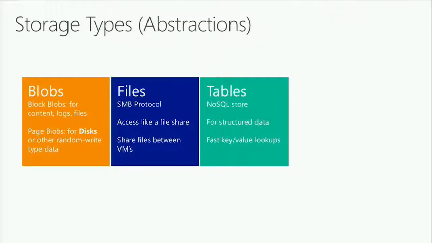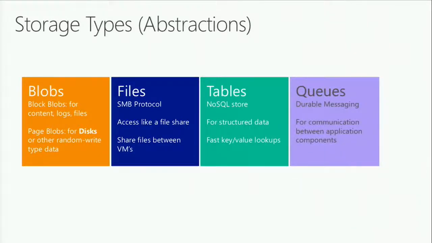Then we have tables. This is a NoSQL store, most frequently used as a key value lookup. That one's for structured data. It's row-like data, but schemaless. You don't have to have the same schema for every row. That we'll be digging into quite a bit today. And then finally we have queues, which is for durable messaging. This is for handing off messages between components of your application and making sure that those messages are never lost, they can be resumed, and that message always gets fully processed.